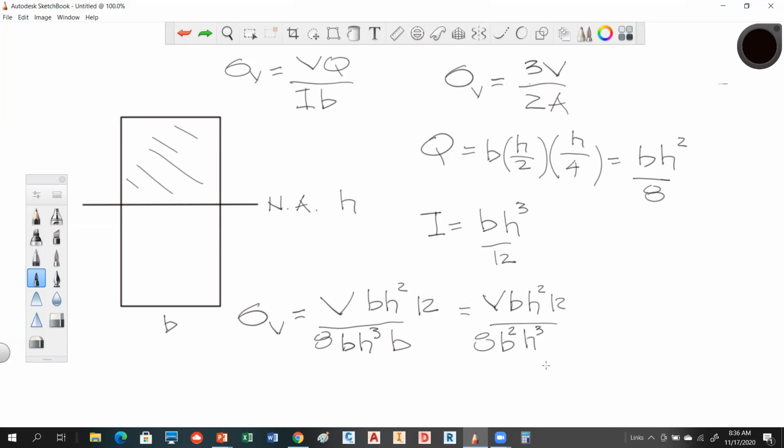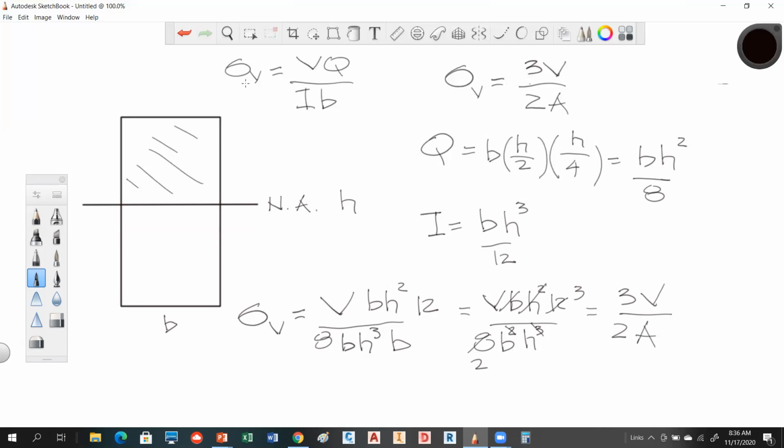So some of this will clean up. That cancels, you're left with just H. That cancels, you're left with B. And you can simplify that. 4 goes into 8 2 times. 4 goes into 12 3 times. So you're left with 3V over 2 times base times height, and base times height is the same thing as area.